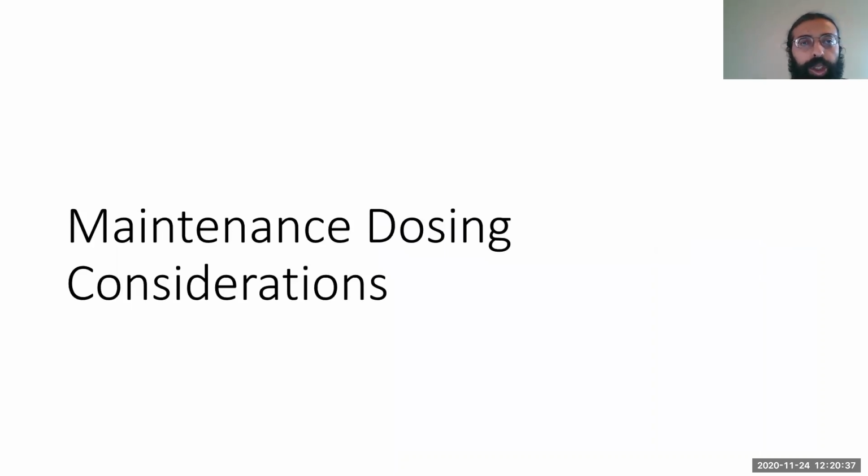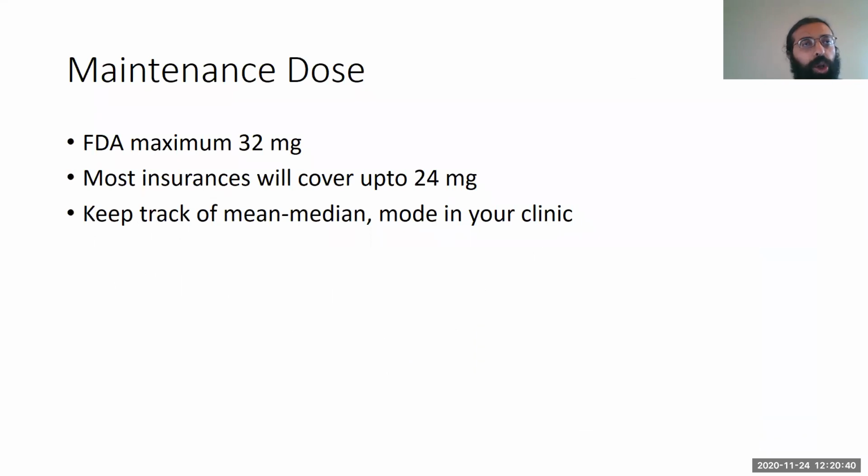So some thoughts now on maintenance dosing. In terms of dosing considerations, FDA has approved buprenorphine for up to 32 milligrams. That being said, most insurances will cover up to 24 milligrams. If I presented this to you 2 years ago, which we did, I would say that most people don't need to go more than 16 milligrams of buprenorphine. But there is some new data coming out that shows that 24 milligrams of buprenorphine tends to lead to better treatment retention, which is something we want to see, compared to 16 milligrams.